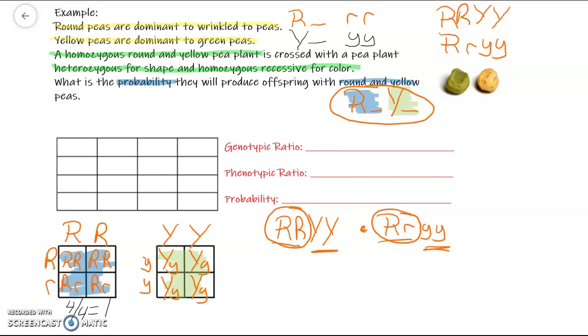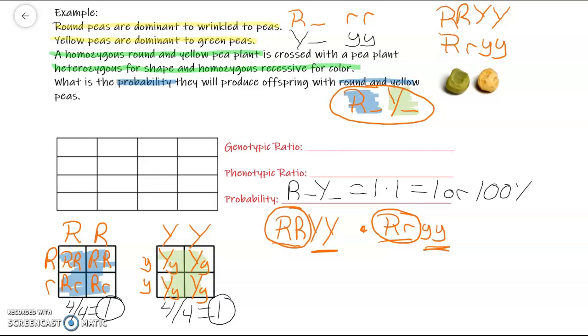So once again, the chances of having a yellow child are 4 out of 4, or 1, or 100%. So for our probability and our answer, the odds of getting a child who is big R, at least one big Y, is equal to the chances of having a round child multiplied by the chances of having a yellow child. So that's 1 times 1, which is equal to 1, or in this instance, 100%. Every time they have a child, that child will be round and yellow.